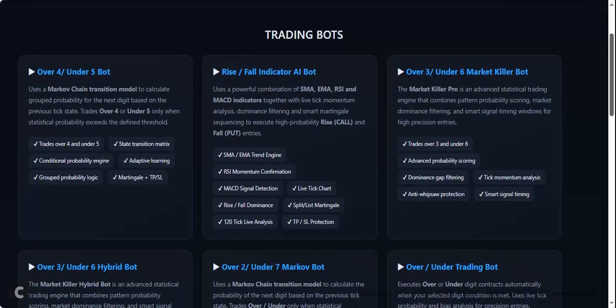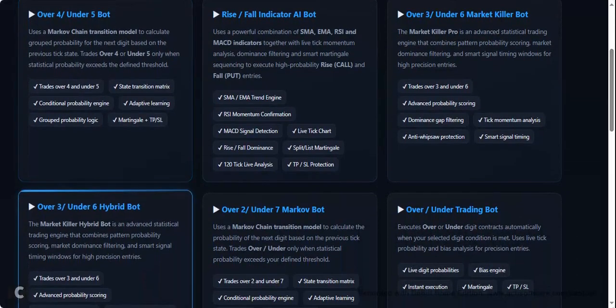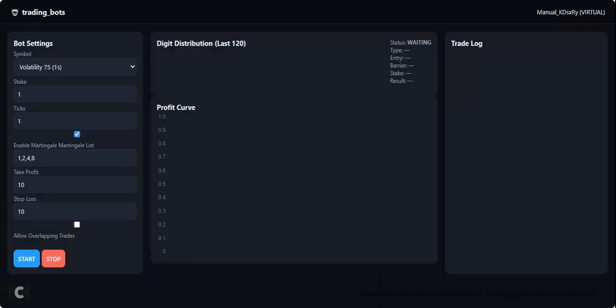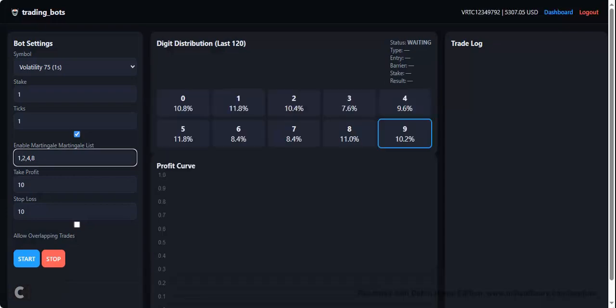Welcome to the over 3/under 6 hybrid bot. This bot is built to help traders follow a structured digit trading approach instead of placing random manual trades.